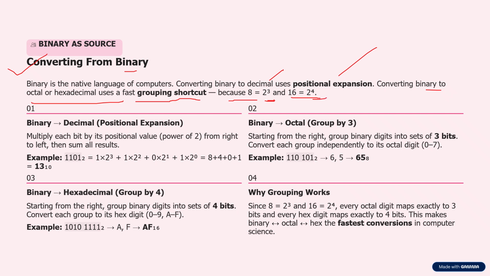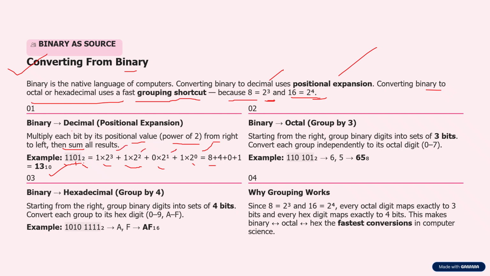Let us see binary to decimal positional expansion. Multiply each bit by its positional value, a power of 2, from right to left, then sum all the digits. For example, the binary number is 1101 base 2. So we are multiplying 1 by 2 to the power 0, then 0 by 2 to the power 1, 1 by 2 squared, and then 1 by 2 cubed. After summation, we get 13 base 10, which is the decimal equivalent. This is called positional expansion. The first position's value is power 0, the second position is power 1, and so on.